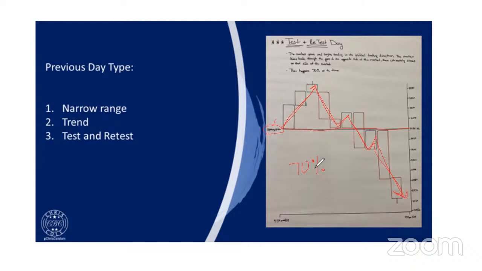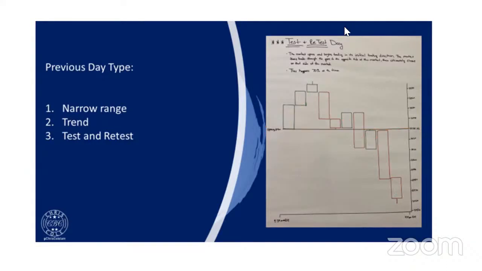I know 70% of the time that the market is going to reverse its initial trade direction. 70% of the time the market is going to do what? Reverse its initial trade direction. This is what we call the test and retest day.